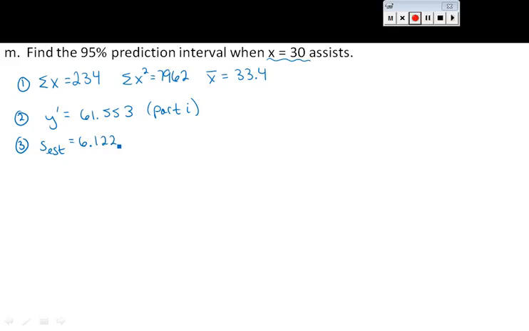These are all the key pieces we need. The calculator will do all that busy work for us. One variable stats for part 1. Our regression equation for part 2, we're using x equals 30. Standard error of the estimate, we just saw that our linear regression t-test gave us that standard error of the estimate. So all those pieces we have.